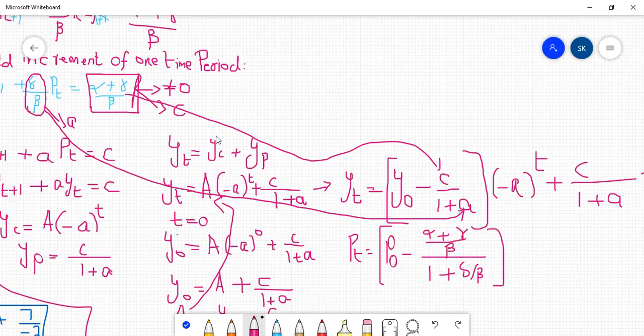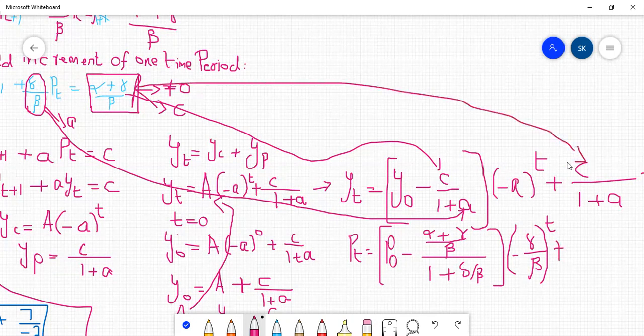Now the value of A again is sigma by beta. Over here, A is assigned a negative value. So therefore, we write it as minus sigma divided by beta, the whole raised to T. Plus again, the value of C is alpha plus gamma, so we get alpha plus gamma, the whole divided by beta. And again, this whole is divided by 1 plus sigma divided by beta.